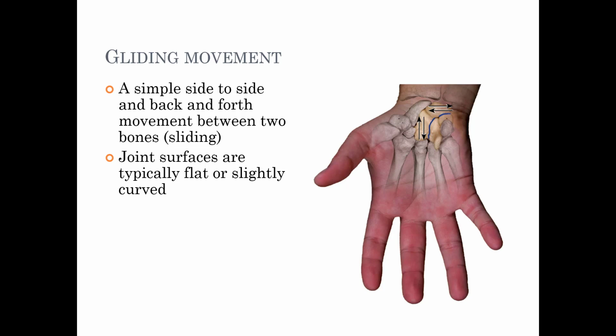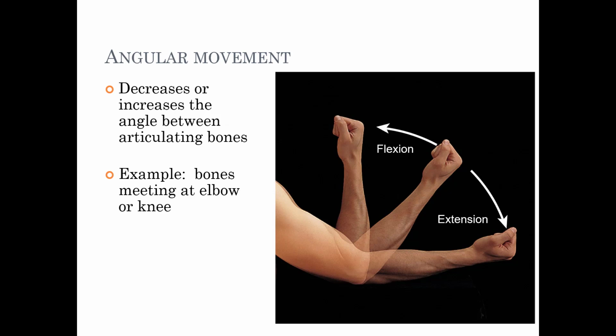So we have a gliding movement. A gliding movement is where two bones, one of them simply moves side to side or back and forth relative to the other one. We see gliding movement when the ends of the bones, the joint surfaces, are flat or slightly curved. Gliding movement is common in the wrist and in the ankle.